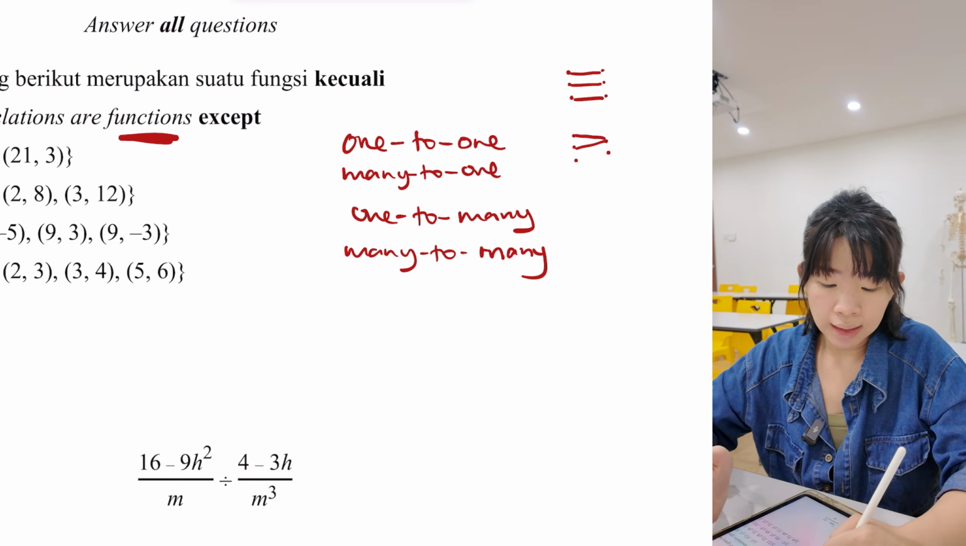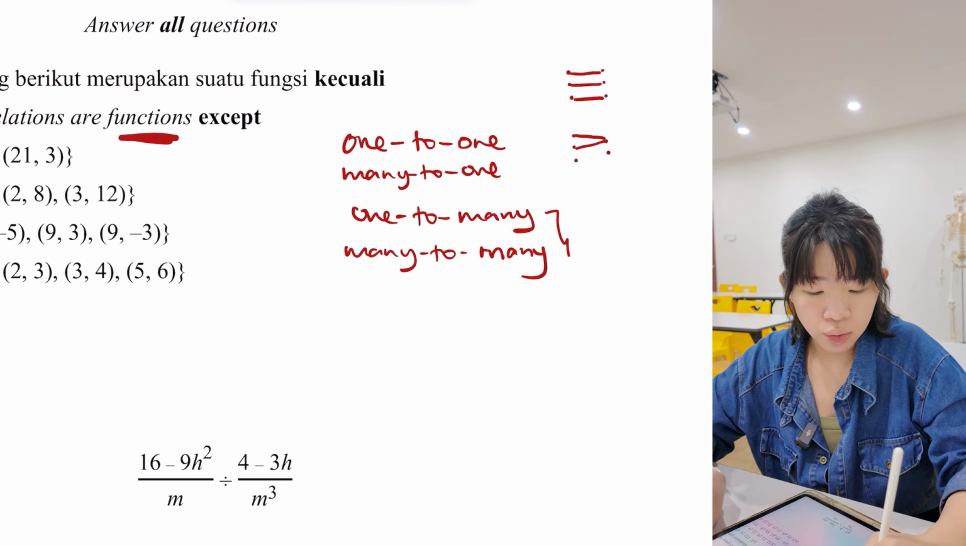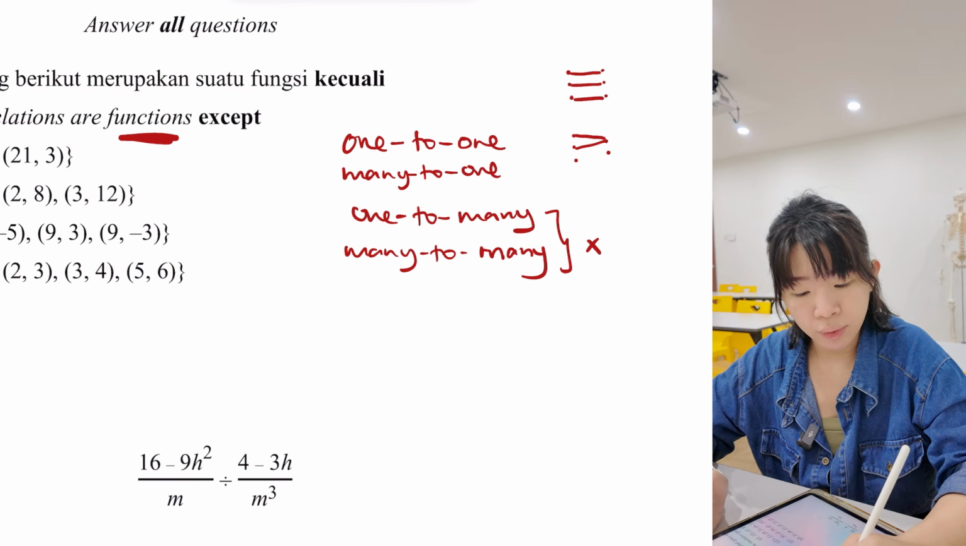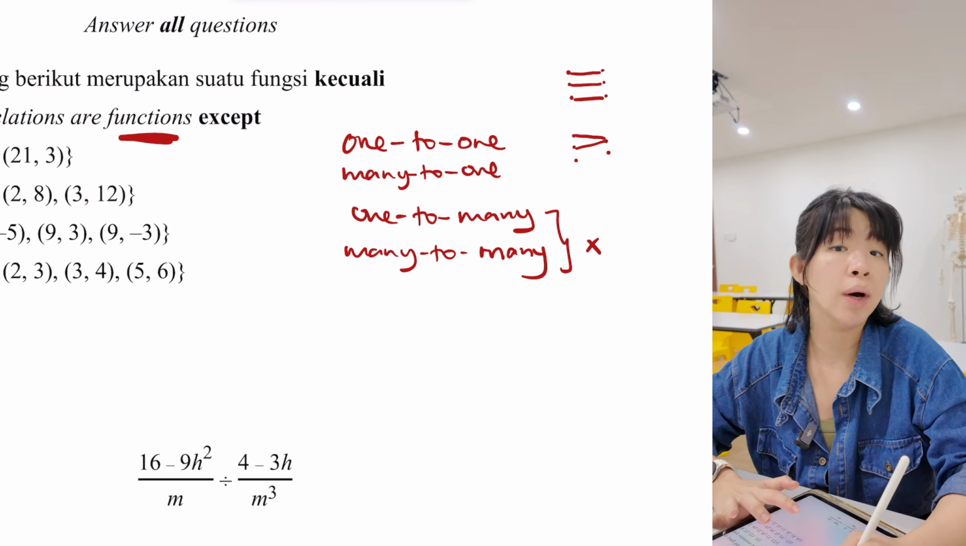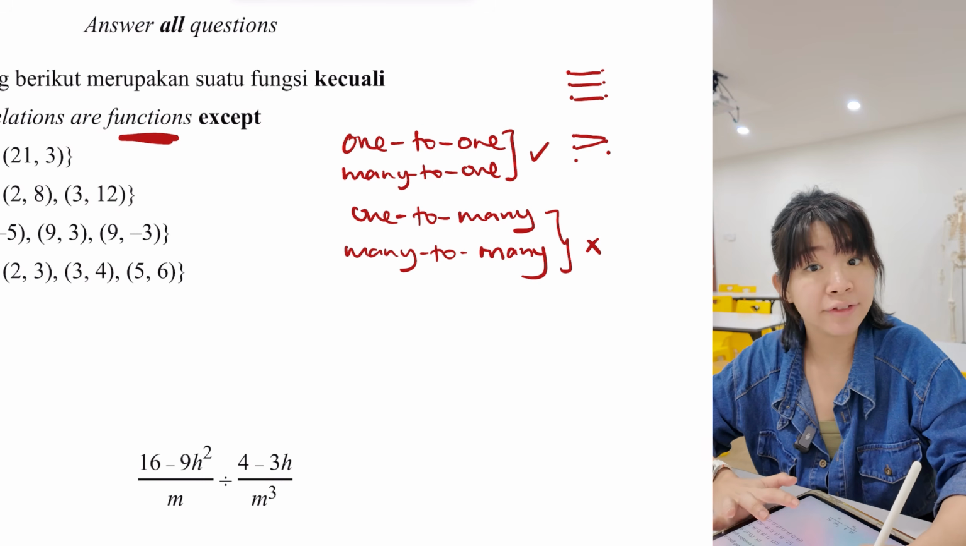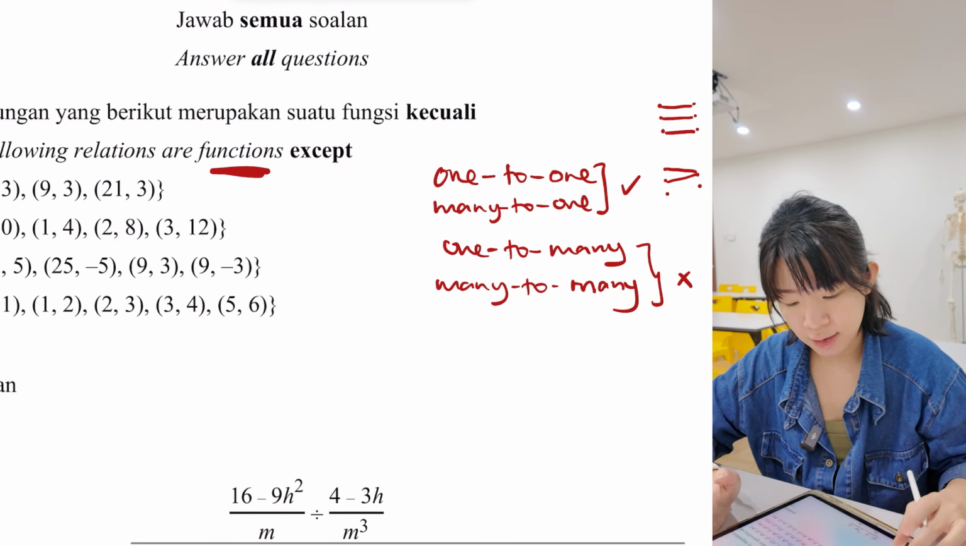So 1 to many and many to many, these two are not functions. So always remember, we want at the back to 1. Again, 1 to 1 or many to 1, both of these are considered functions. Okay, so let's check one by one.